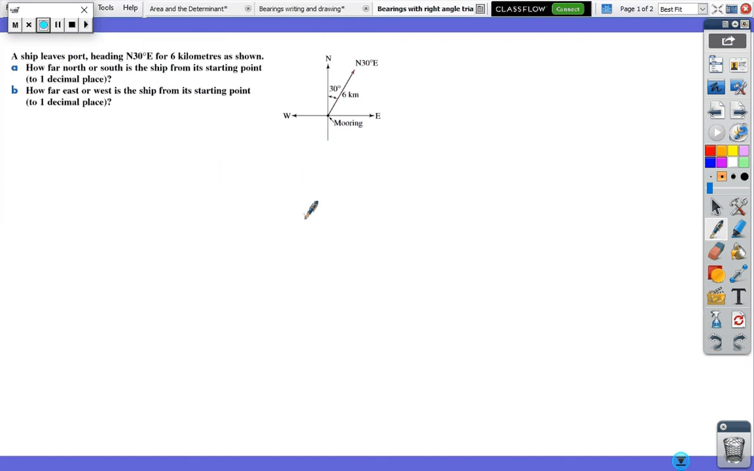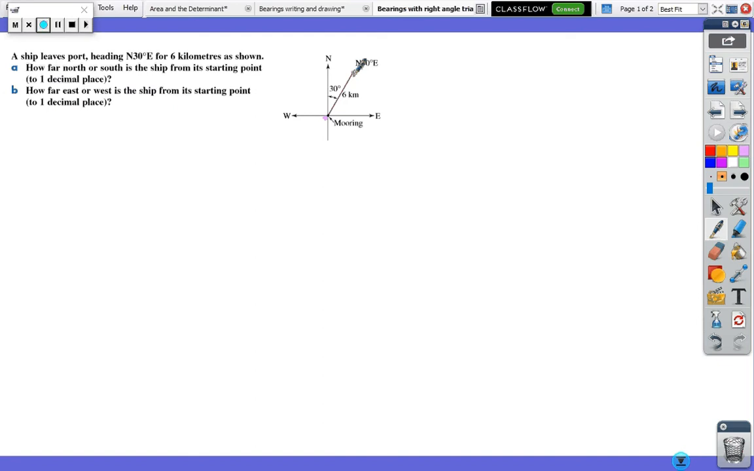Okay, we're going to be looking at bearings and right angle triangles. We've only got a couple of examples. A ship leaves port, there's the port, on a bearing of north 30 east, so that's the bearing of the ship, for 6 kilometres. How far north or south is the ship from its starting point, and how far east or west?